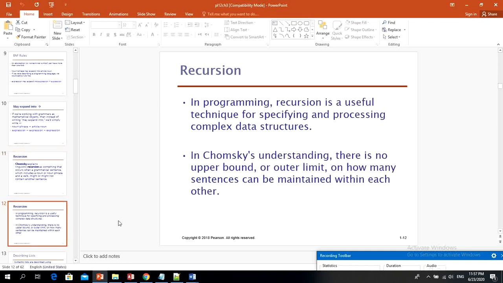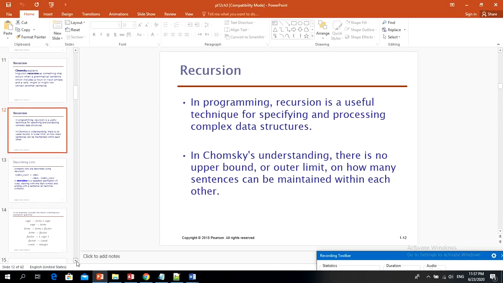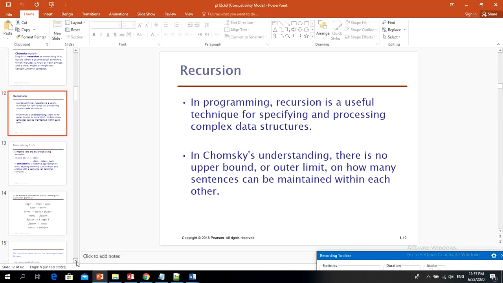So in programming, recursion is a useful technique for specifying and processing complex data structures, as in Chomsky's understanding, when he said there is no upper bound or outer limit on how many sentences can be maintained within each other. So it is open to an unlimited number of sentences that could be derived from one sentence. This is what is called recursion in the language.